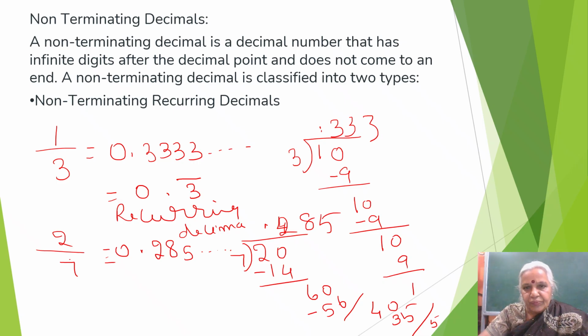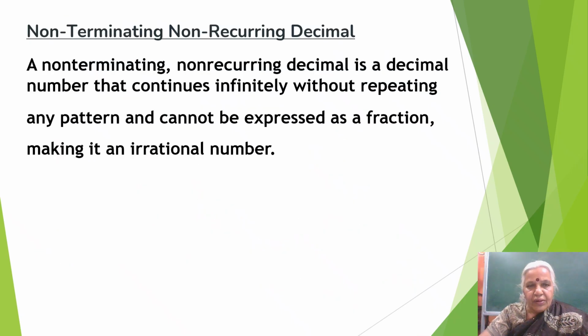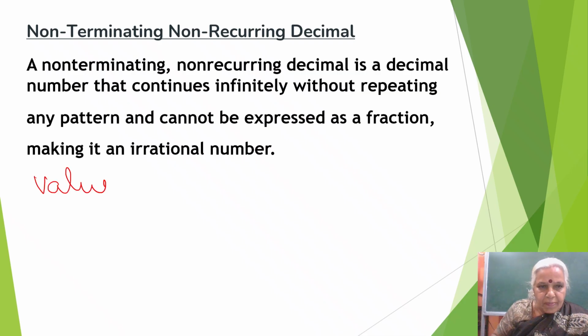Non-terminating, non-recurring decimal. A non-terminating, non-recurring decimal is a decimal number that continues infinitely without repeating any pattern and cannot be expressed as a fraction. For example, the value of pi. The value of pi is 22 by 7.